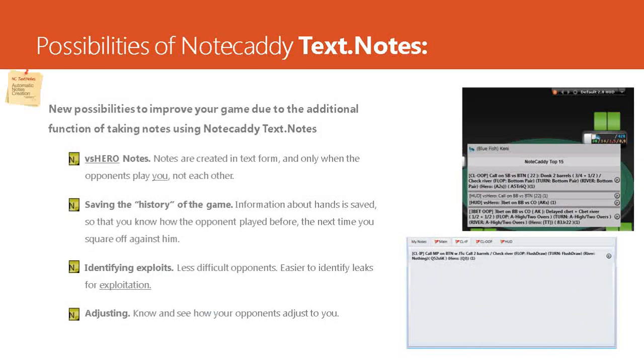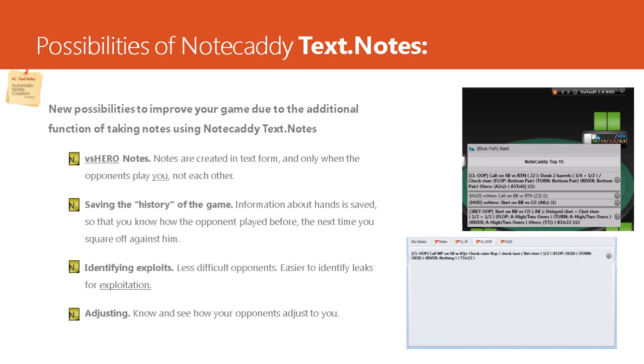Number 3. Possibilities of NoteCaddy Text.Notes. As discussed previously, notes are automatically taken down for hands in which you participate, saved in vsHERO, i.e. only when opponents play with you and not with each other. Now, what is most important is that everything is done in English or in another language that is comfortable for you, for instance, French, Spanish, or Russian. Saving the history of the game.